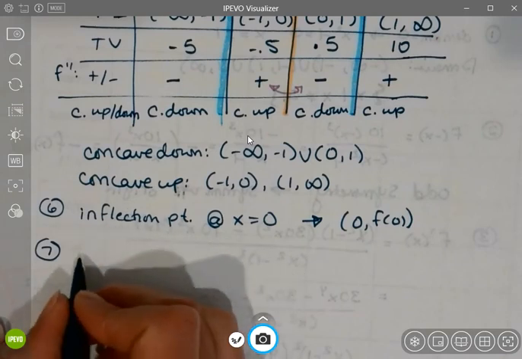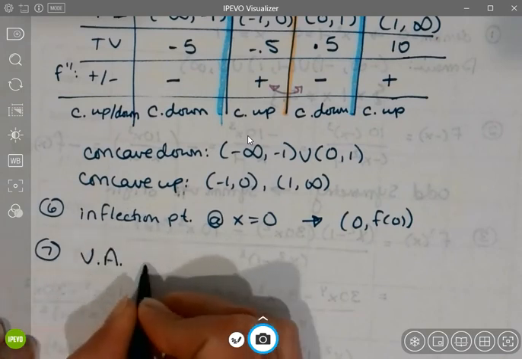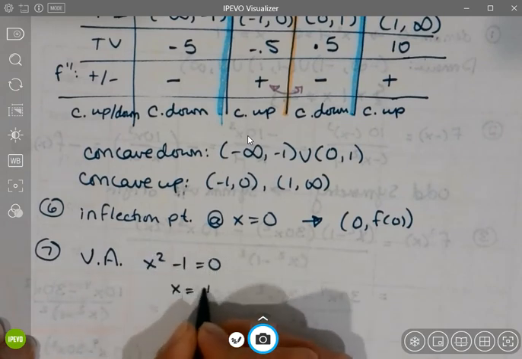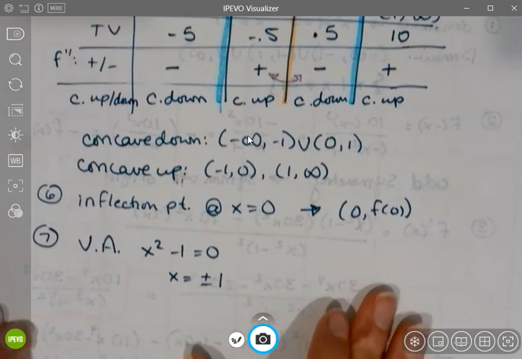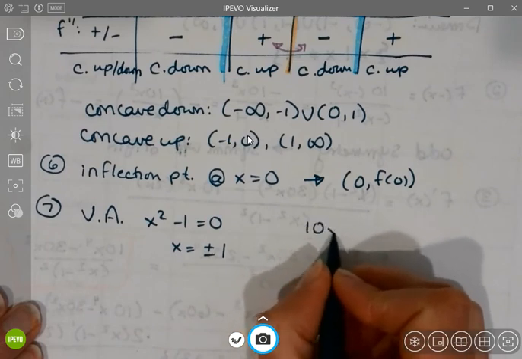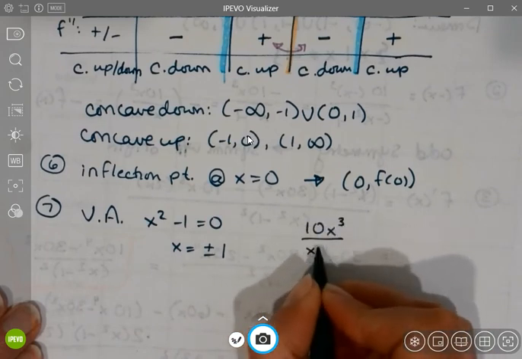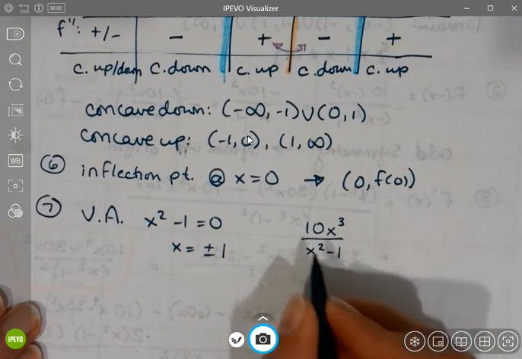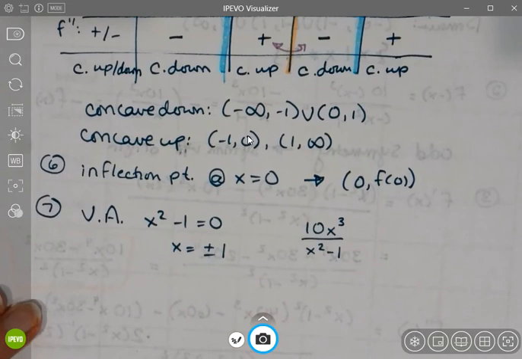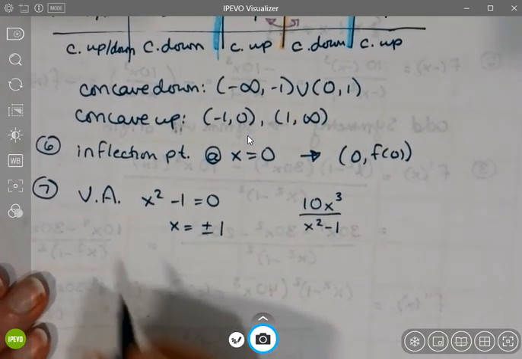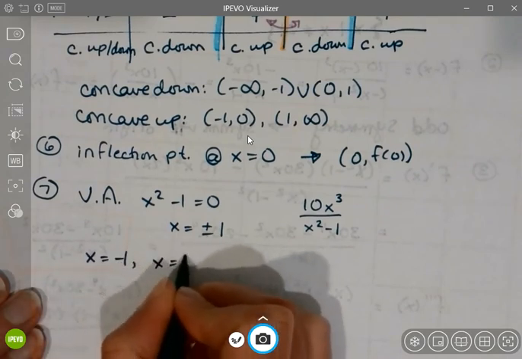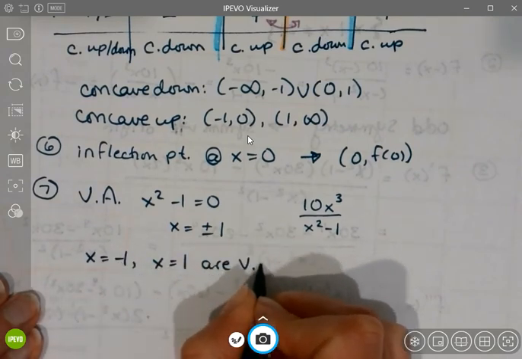Okay, so vertical asymptotes are going to be places where the denominator equals 0. And so that's going to be at x equals plus and minus 1. Those are places that are not in the domain. Remember, that's because the numerator is not also 0 there. We had 10x cubed over x squared minus 1 as the function. And so the bottom is equal to 0, but the top is not. The top is definitely non-zero up there. It's 10 and -10. So that means that x equals -1 and x equals 1 are vertical asymptotes.